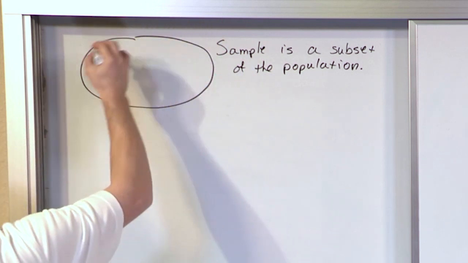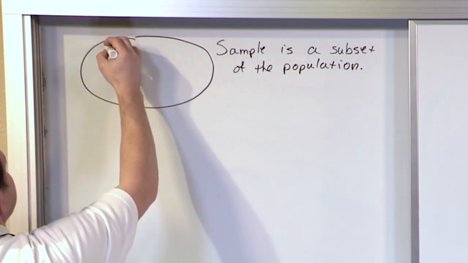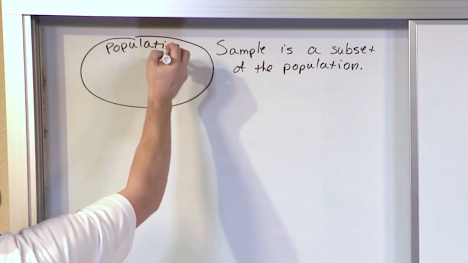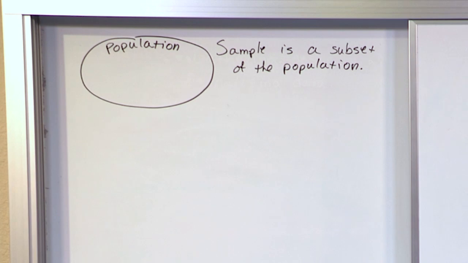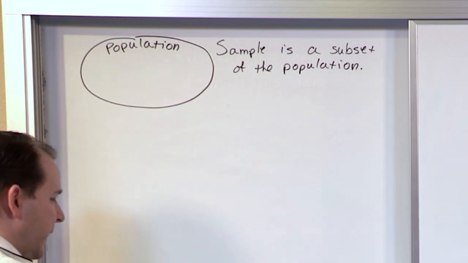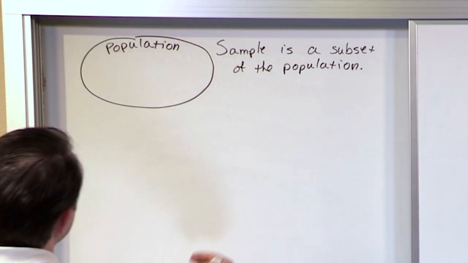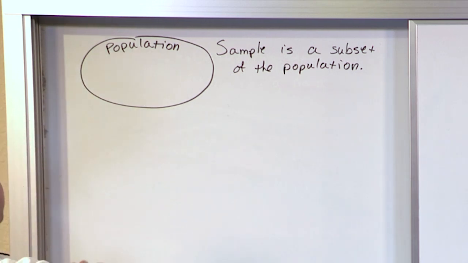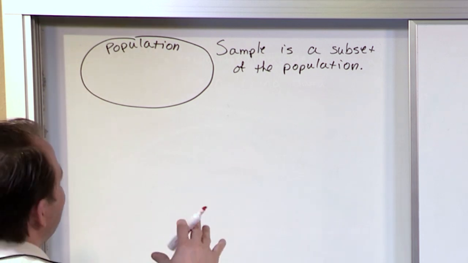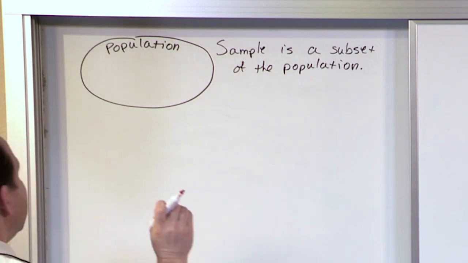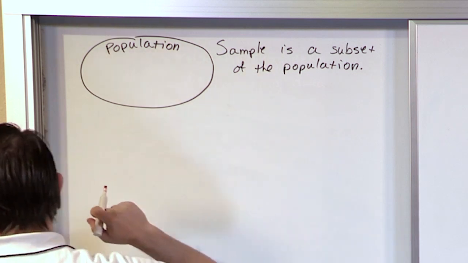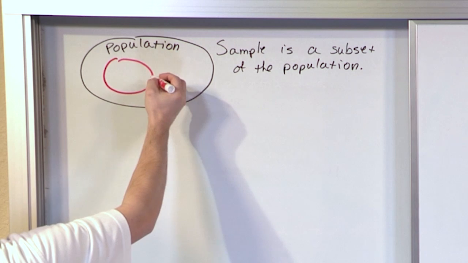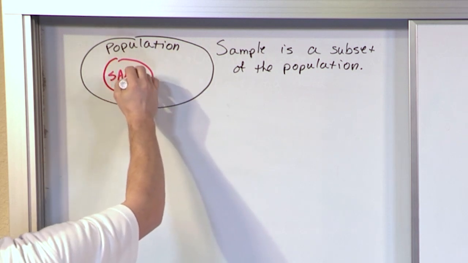So let's draw this guy here, right? This is my population. This could be all chipmunks that live in Texas. That could be my population. It could be all butterflies in the world. It could be all people over 50 years old in North America or something like that. But it's impossible to actually interact with everybody in the population, so we look at a sample, which is a subset of the population. And by subset, we mean a smaller part of the population. So this would be my sample.